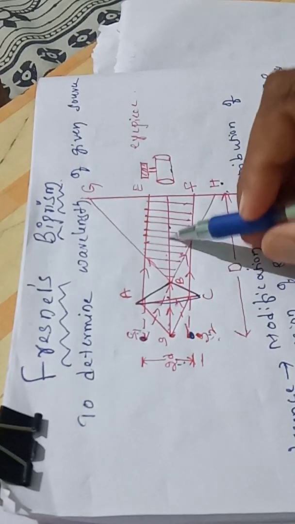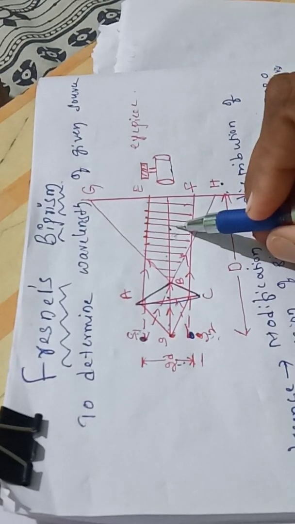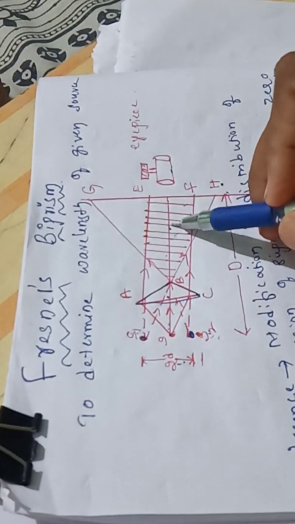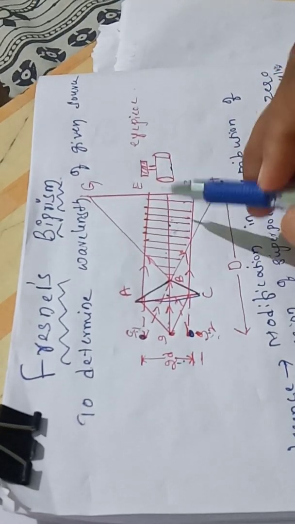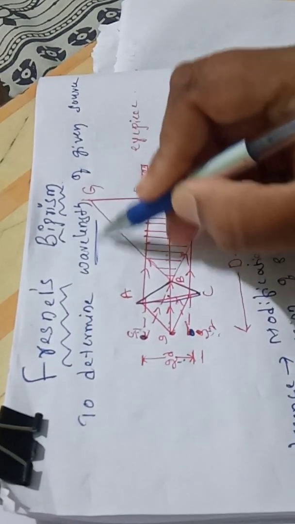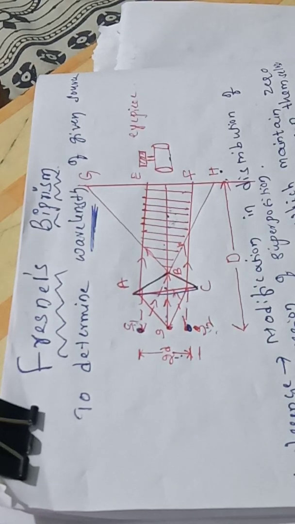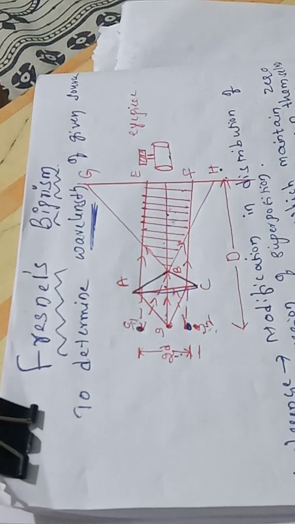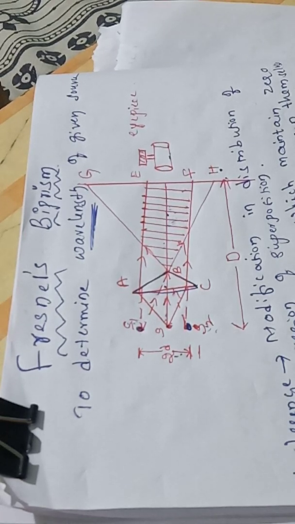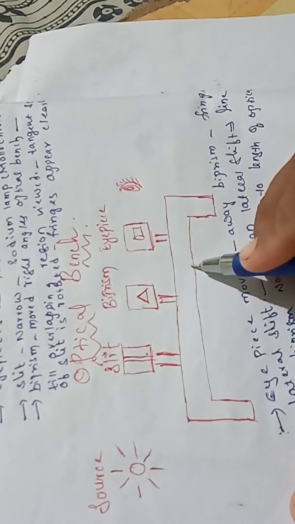Okay. Now this is the overlapping region, where we find a sustained interference pattern. Now here our intention is to determine the wavelength of a given light or given source. To determine the wavelength, we have to make certain adjustments. So now, to determine this wavelength, we require an optical bench.